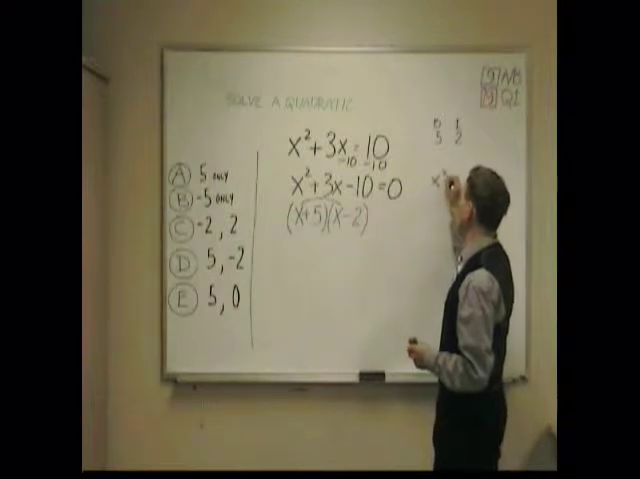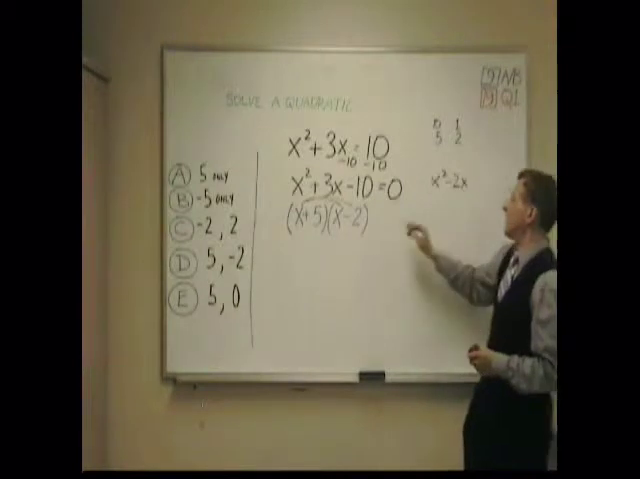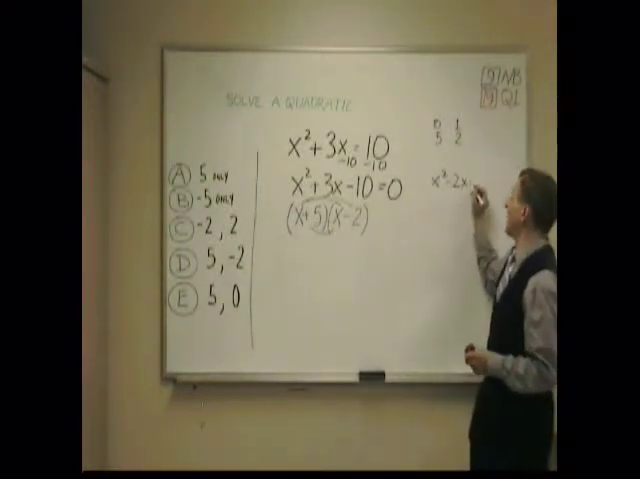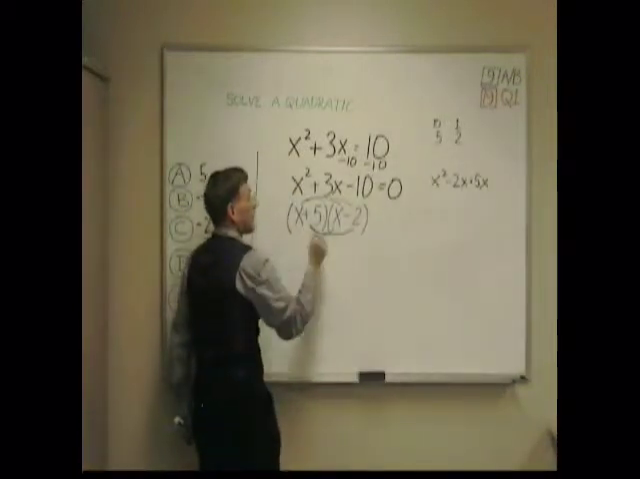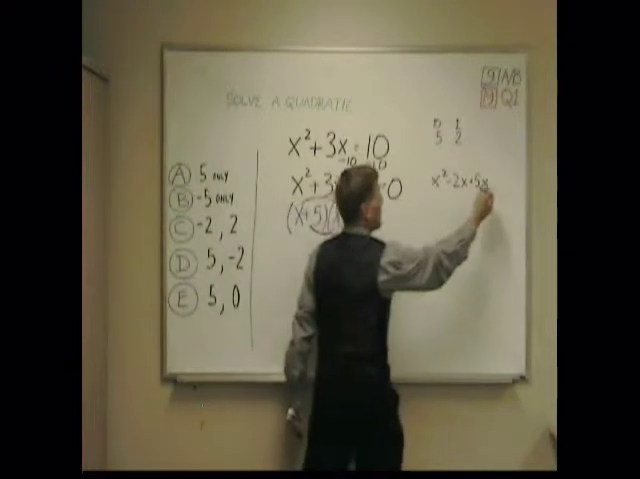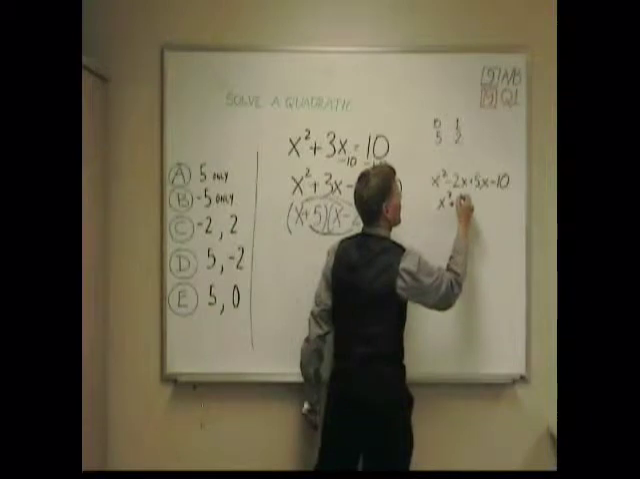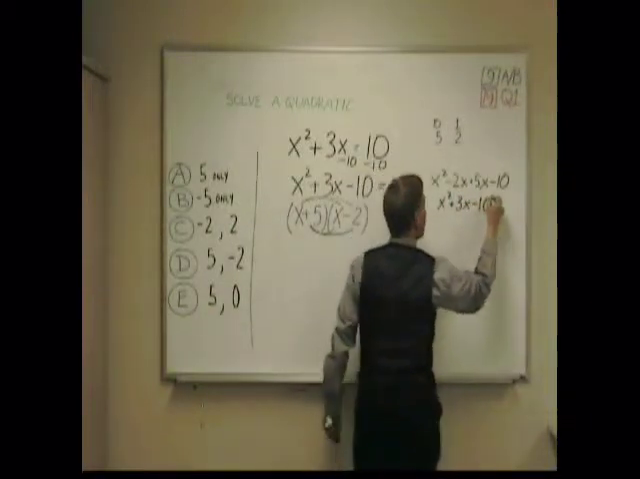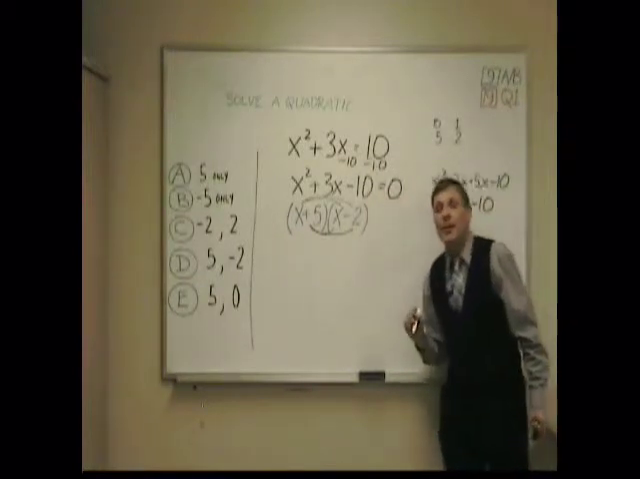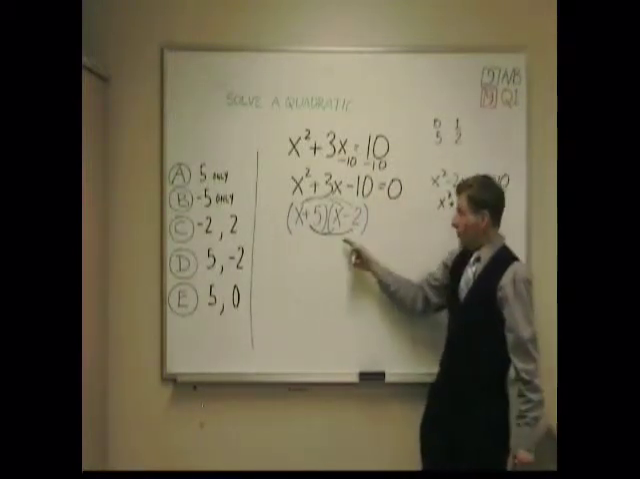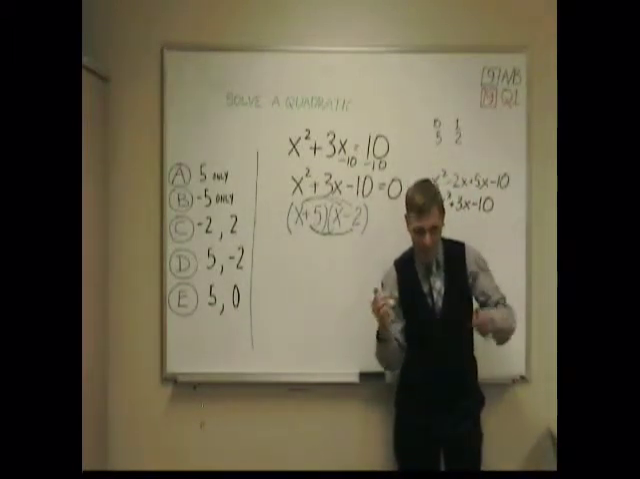is x squared. X times negative 2 is minus 2x. Plus 5 and x is plus 5x. And last, 5 and negative 2 is negative 10, which gives me x squared plus 3x minus 10. And that's what I had here when I moved over that 10 to make it equal 0. I have a negative 10. So this would be my FOIL. This would be my factors.